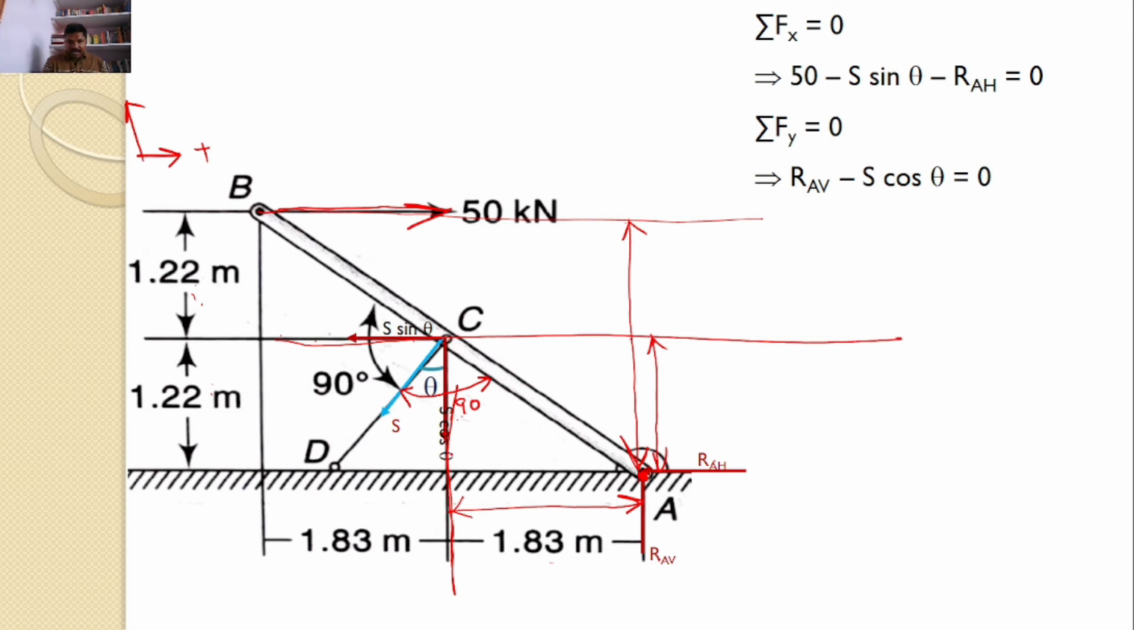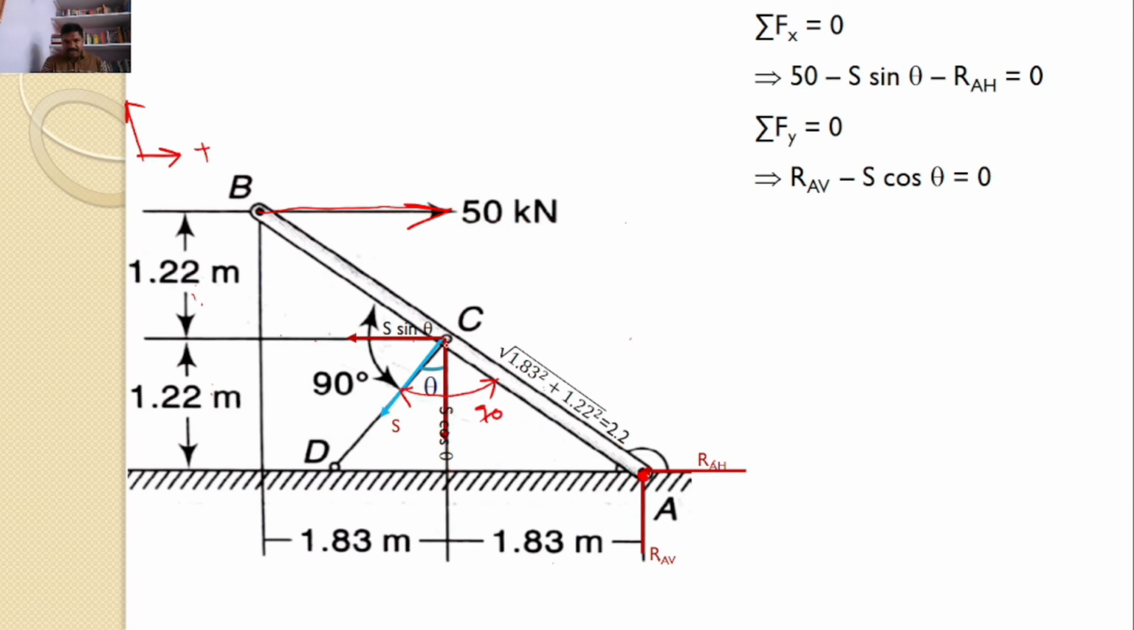Then what will I do? I will consider this right angle triangle. This distance is given as 1.83 and this distance is given as 1.22. Hence, I can find this distance also. This distance is the square root of 1.83 square plus 1.22 square, which gives 2.2. So now you know all the distances. The 50 kilonewtons will introduce one side of moment, but these two will introduce the opposite side. Hence, I can find the moments.